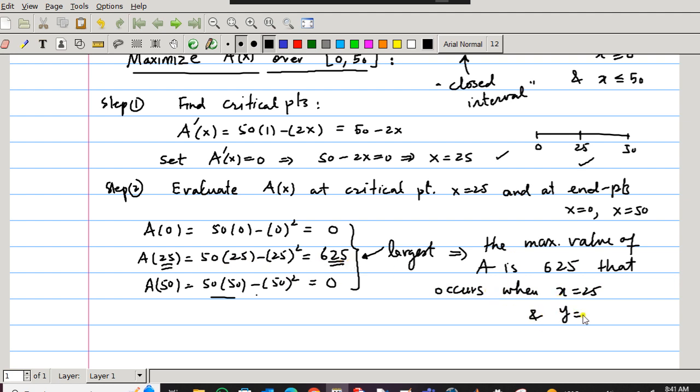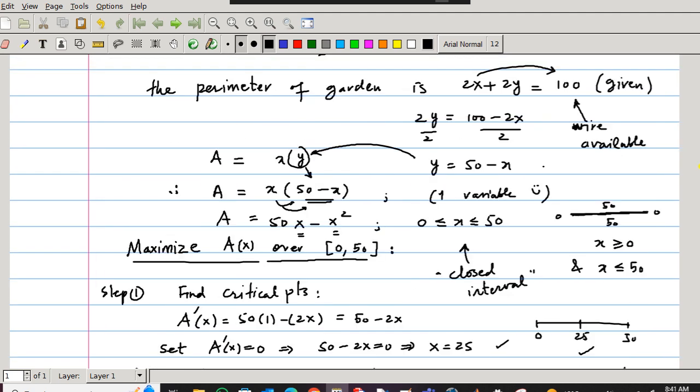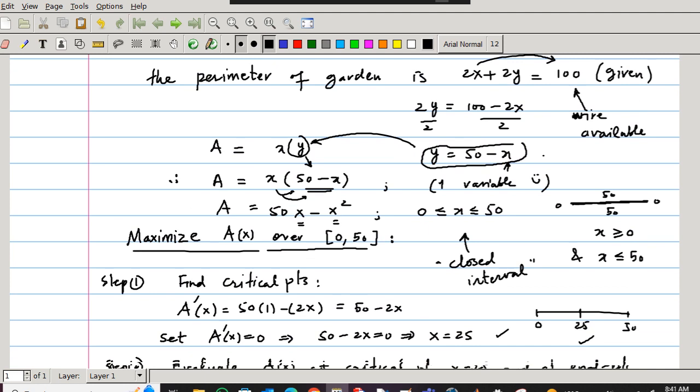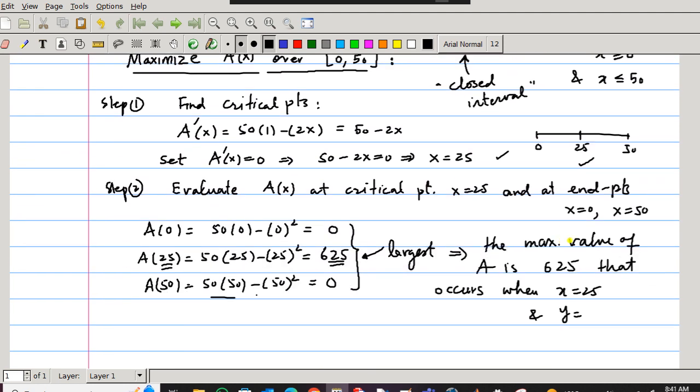So what will be y? y was 50 minus x. See, where is y? Here. y was 50 minus x. So if I put x as 25, y will also be 25. So it means 25 will give me the maximum area, and the maximum area is 625. So this is my maximum area, and that occurs at these dimensions.